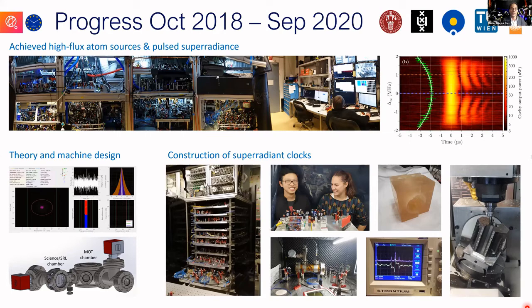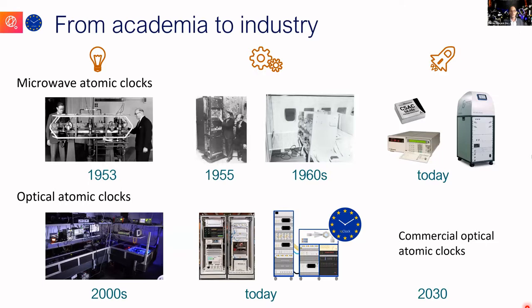super radiant clocks. Now let's take a step back and look at the history of atomic clock development. The first atomic clock was demonstrated in 1953, a microwave clock, integrated and industrialized in the 60s. And today we have a whole slew of such microwave clocks used everywhere. Optical atomic clocks have been developed in the 2000s. It was only 7 years ago that optical atomic clocks exceeded the performance of microwave clocks. And now already they are 100 times better than the best microwave clocks. And we are starting the industrialization of these clocks.